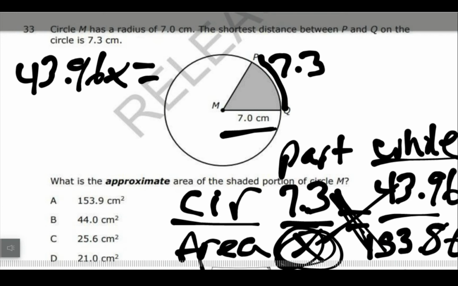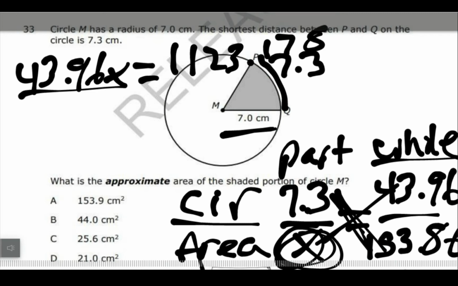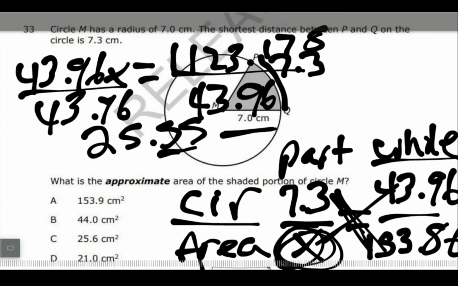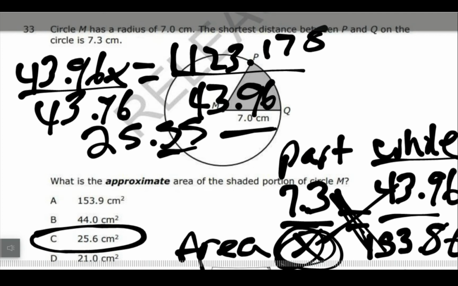All right, that gives me 1,123.178. And then I'm going to divide by 43.96. All right, and that's going to give me 25.55, which we would round to 25.6, and that would be C. Okay. All right, let me erase that one.